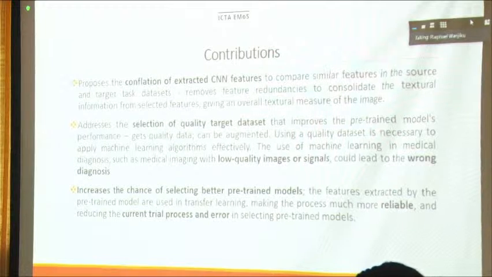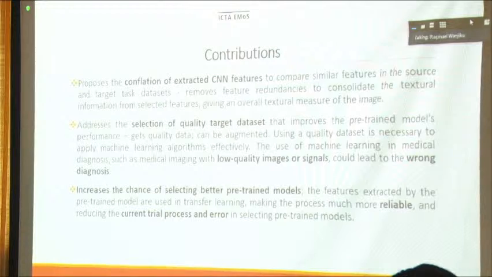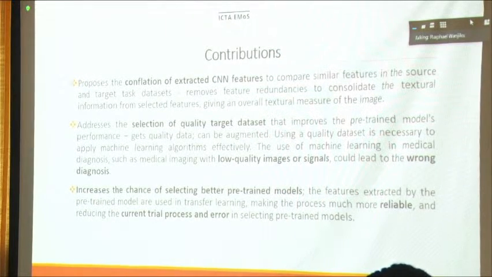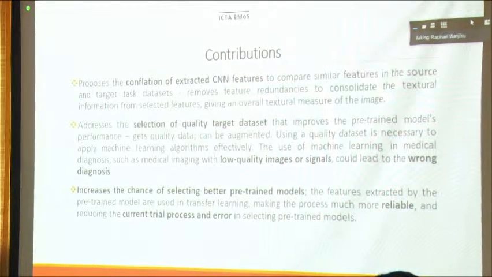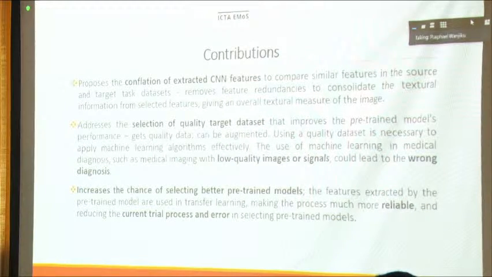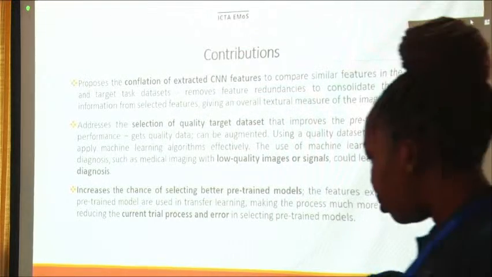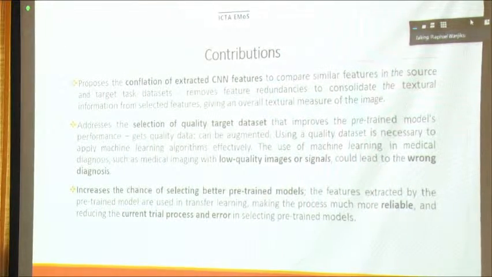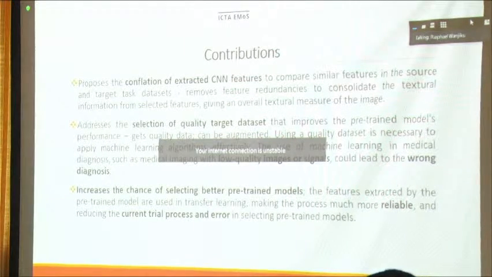better quality target data set, because you can imagine a case where you misclassify a melanoma from another type of cancer. That would be a totally different diagnosis, and can actually lead even to the death of a patient. And we also bring the aspect of increasing the chance of the model, thereby reducing the current trial process and error in selecting the treatment models.